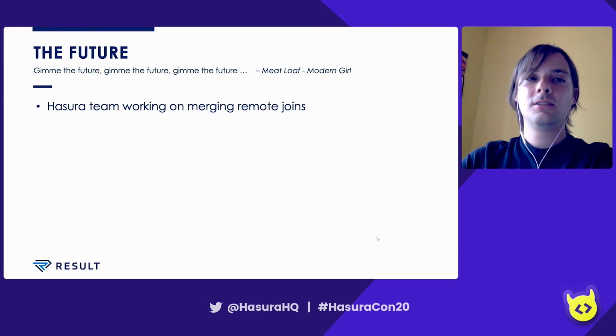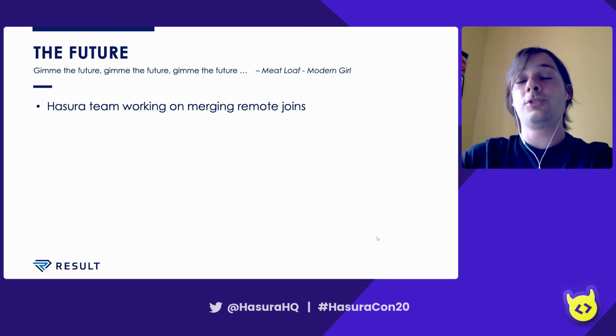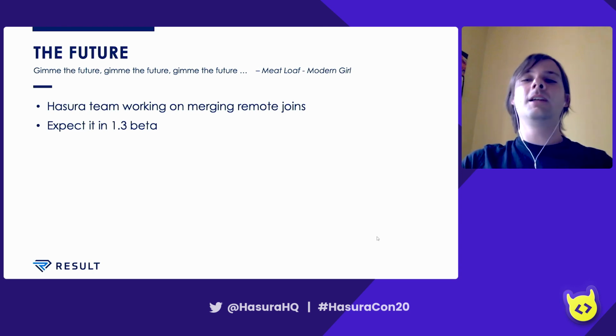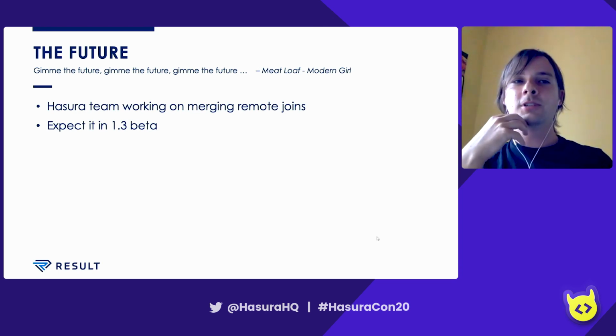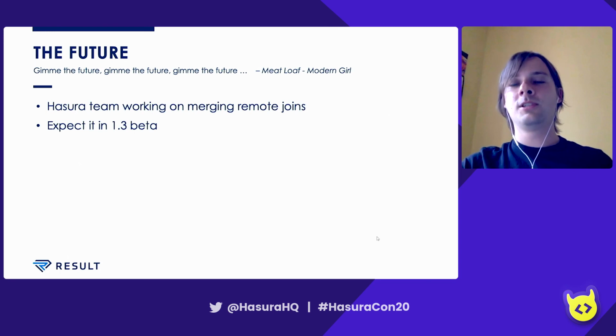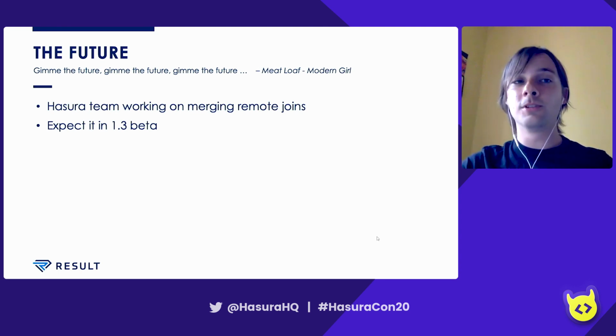So the future: the Hasura team is working on merging this feature into the main branch. We were told that you can expect it in 1.3 beta. And this is something we really look forward to because it takes your app development to another level. It also takes GraphQL to another level because you can create different small GraphQL servers and connect them together into one bigger graph. That is the main thing we like about remote joins and remote schemas, because it allows us to scale the graph much easier and also create reusable components.